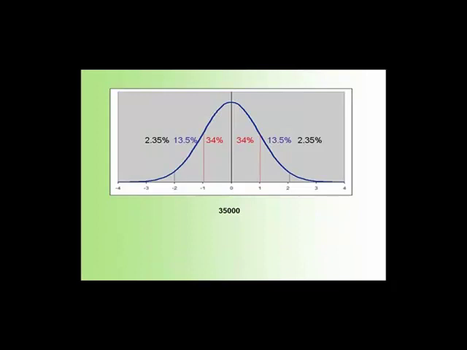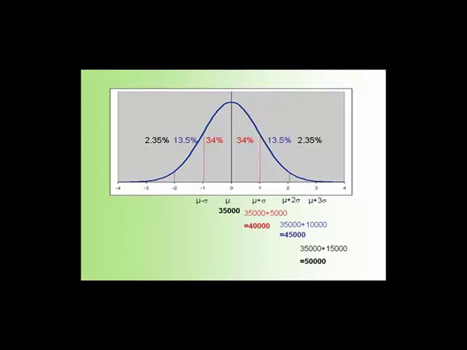Bell curve, start with the mean. Add a standard deviation. 35,000 plus 5,000 is 40,000. Add a second standard deviation. 35,000 plus 2 times 5,000, or 10,000. 45,000 is my upper 2 sigma limit. Add the third standard deviation. 35,000 plus 3 times the 5,000, or 15,000. 35,000 plus 15,000 is 50,000. That's my upper 3 sigma limit.